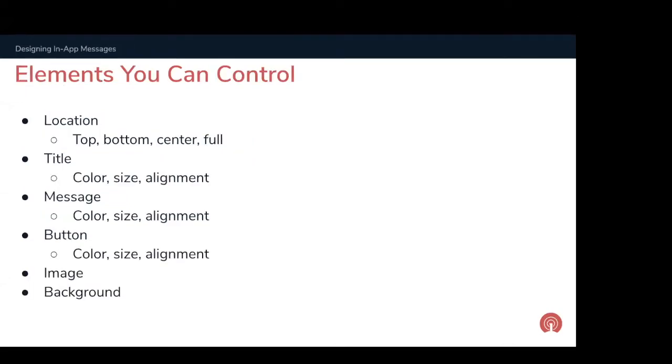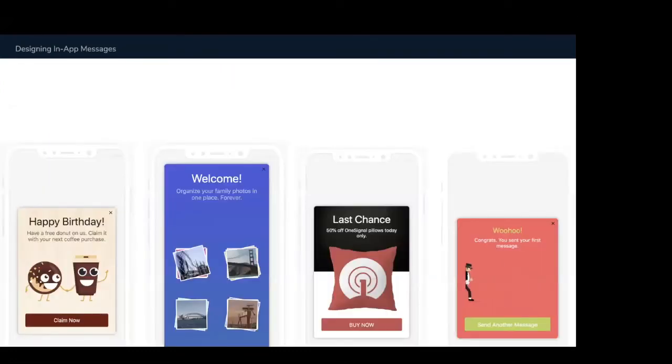The elements that you can control in in-app messages: you can control the location, so you can make it top, bottom, center, or full screen. The title, the color, the size, and the alignment. The message, the color, size, alignment. The button, color, size, and alignment. And you can add one image, and you can add a background. So there's a lot of different things you can play with here and configure. We're going to look at a mix of different examples, just a preview of some things that we're going to end up producing in the next 10 to 15 minutes.